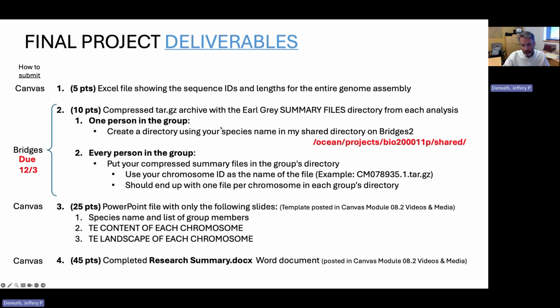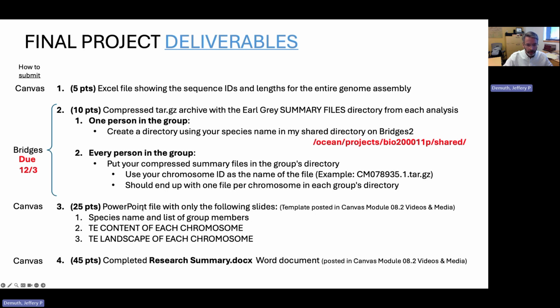So one person in the group will make a directory in this shared location on Bridges. And then every person in the group is going to upload or move their files from their local directory into this location. They'll compress them all and then move them over, just so everyone has access to the summary files for your group. Okay. This deliverable number 2 is going to be due by December 3rd. That way, everybody has access to the results in time to do some of the summary stuff, just to make sure everybody's motivated to not wait until the last minute to get their initial analyses done, because there is some work to summarize afterwards.